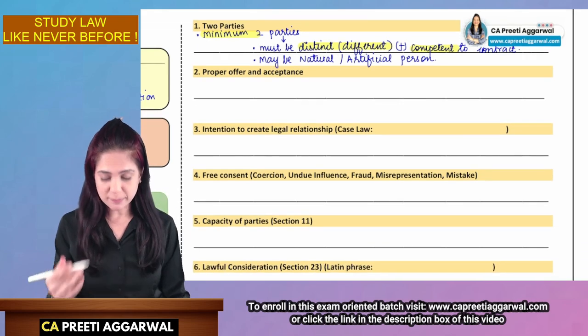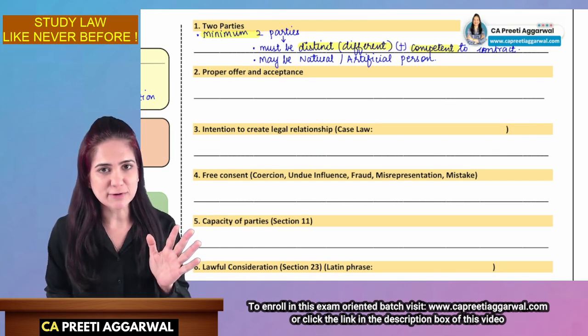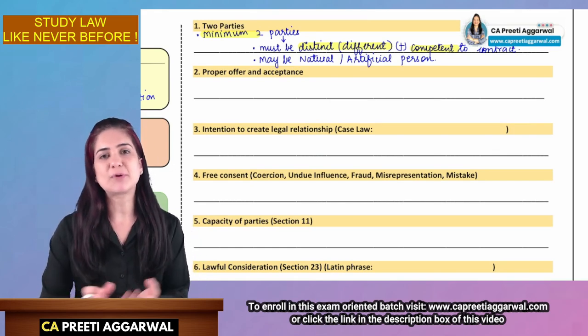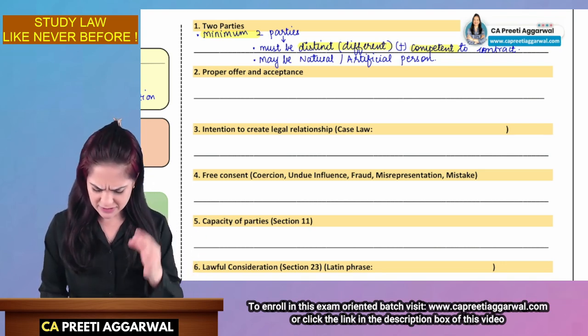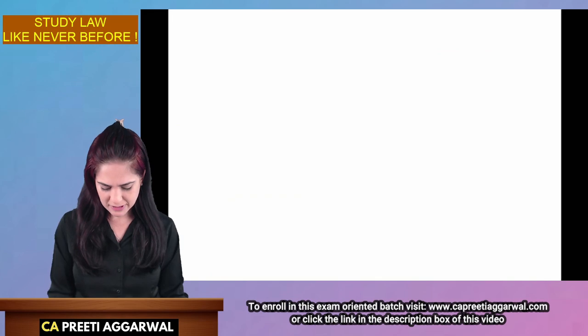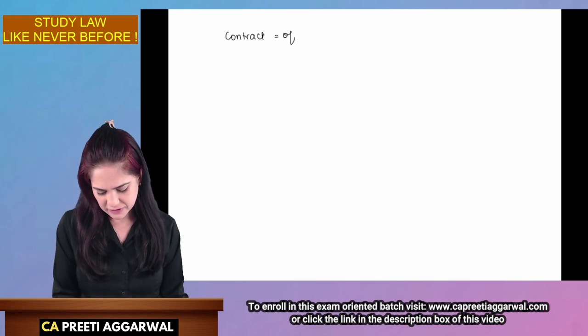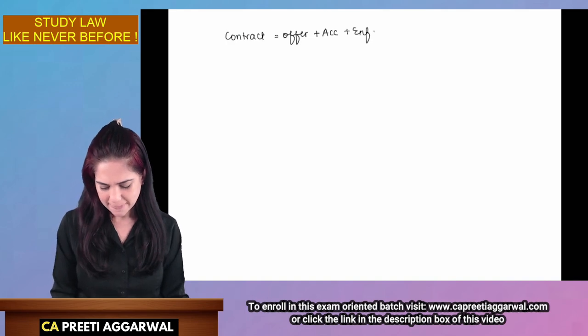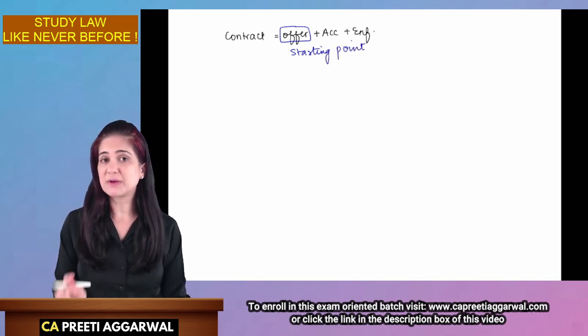Then there must be proper offer and acceptance. Offer is the starting point of contract. This offer must be properly communicated. Acceptance must also be properly communicated. Whenever I want to make a valid contract, what are the elements that I require? In order to make a valid contract, I need offer, acceptance, and enforceability.